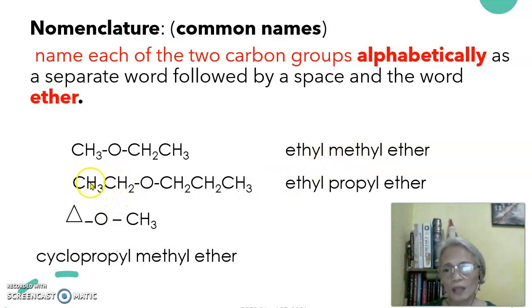And then we identify this to be ethyl group. This is the normal propyl group. So we name this as ethyl propyl ether. And this one, the two alkyl groups are a cyclopropyl and a methyl group. So this is named as cyclopropyl methyl ether. So sana na-observe nyo, nakikita nyo no, na separate words, no? Yung dalawang alkyl or aryl substituent and then the word ether.